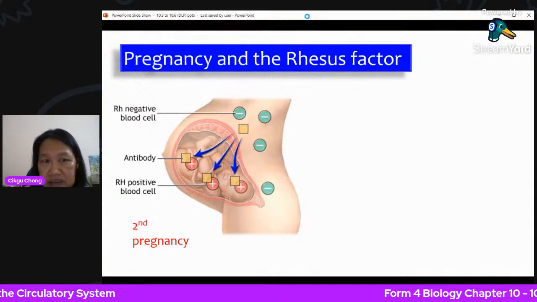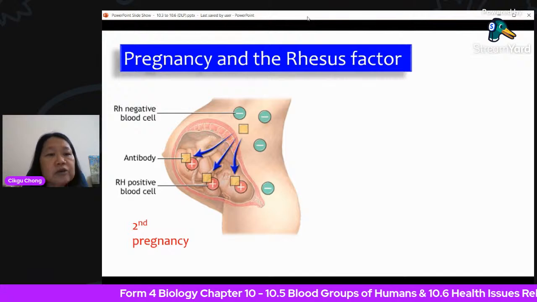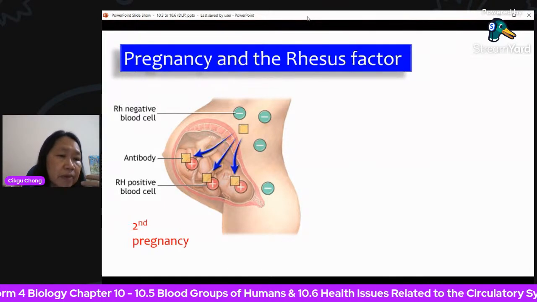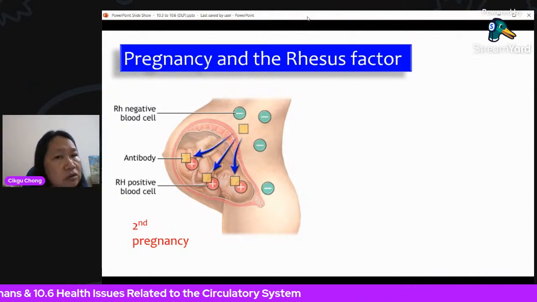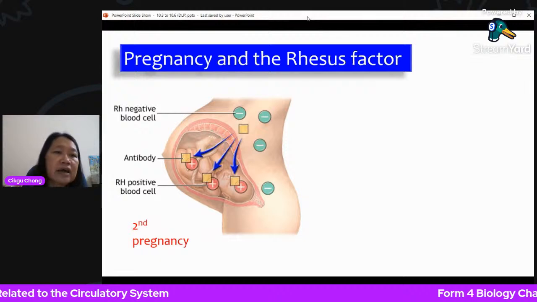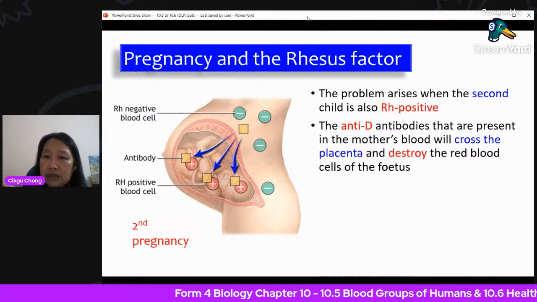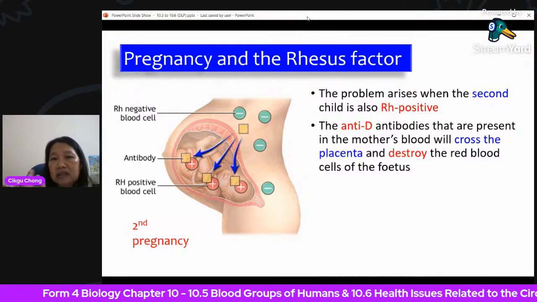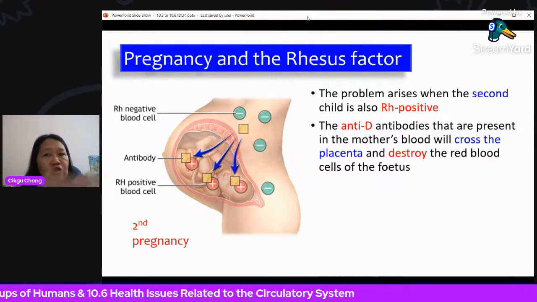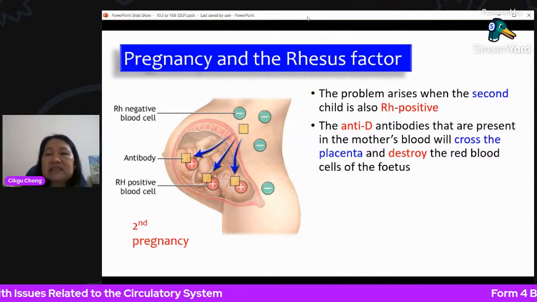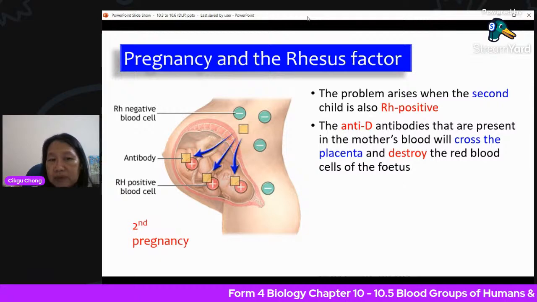Now, let's look at the second pregnancy. During the second pregnancy, there can be a problem. The reason is, let's say the second baby is also Rhesus-positive, because the father is positive. So now the baby also happens to be Rhesus-positive, then there can be a complication, because the antibody that the mother is already making will cross the placenta. Antibodies are small enough, they can cross the blood barrier. The red blood cell cannot cross the blood barrier, but the antibodies produced by the mother can now cross the placenta. So now the baby is being formed.